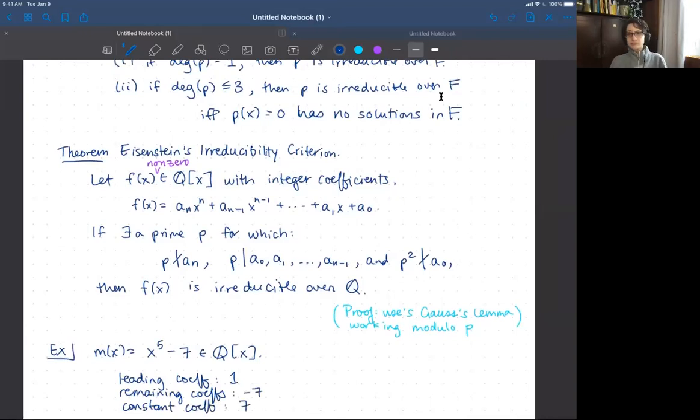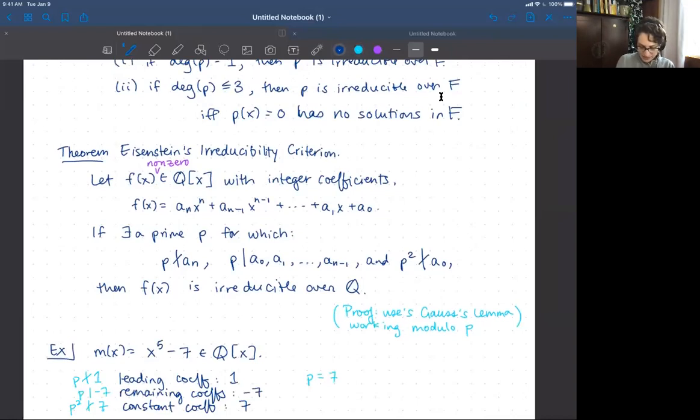is 7. And so if I look at Eisenstein's irreducibility criterion, what I'm looking for is a prime that doesn't divide 1. Okay, fine, any prime's going to do that. A prime that does divide -7, it's probably going to be 7. And a prime whose square does not divide 7. And it turns out 49 does not divide 7. So to use Eisenstein's irreducibility criterion, we're going to take P equals 7. And we check, we have P does not divide 1. P squared does not divide 7. And P does divide -7. And so applying Eisenstein's irreducibility criterion, we see that this polynomial is irreducible over Q.